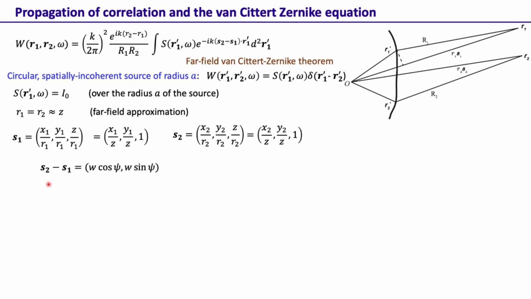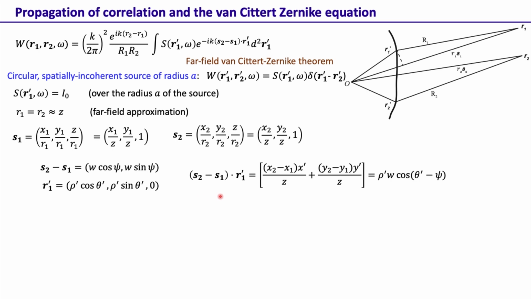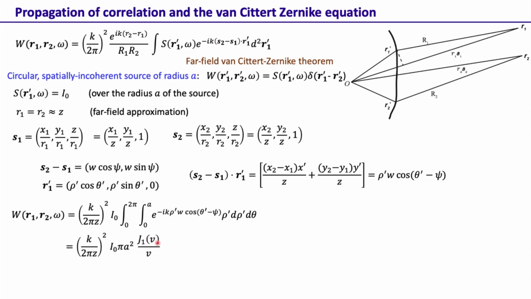Similarly for S2, the difference vector S2 minus S1 we can just write as some omega cosine phi, omega cosine psi. Similarly, we can write R1 prime as some rho prime cosine theta, rho prime sine theta. And so if we write S2 minus S1 dot R1 prime, which is the quantity we need here, we can write it like this. And if we then put this over here, it takes this form. I'm not going through the details of it, but just showing all the math.